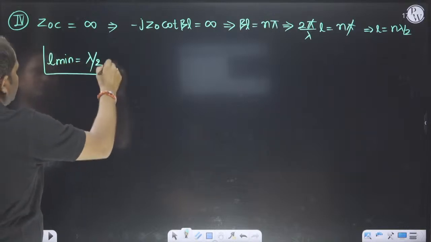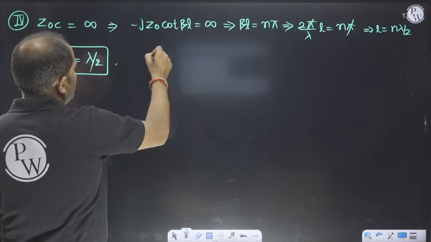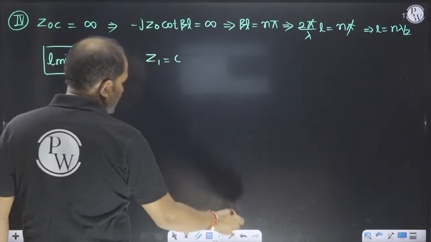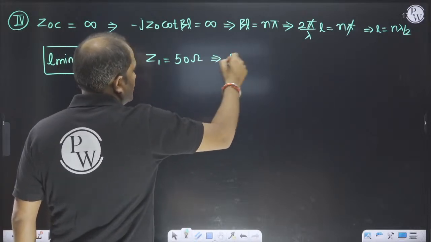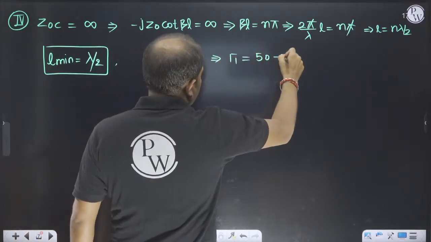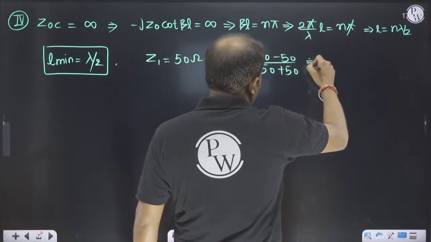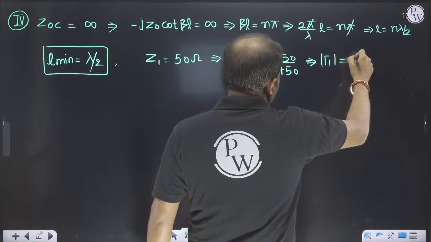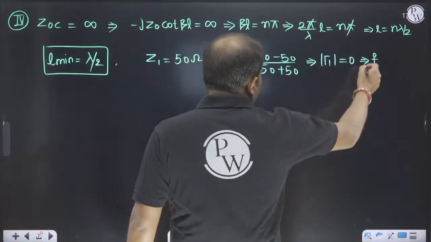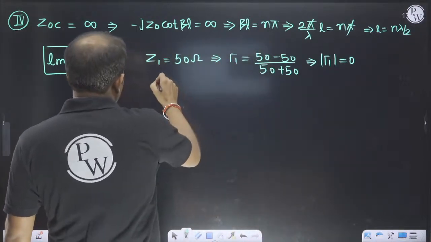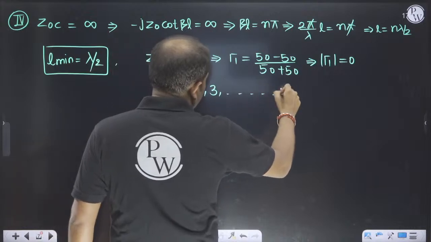Then we have ZOC, so Z1 is equal to 50 ohm at this point. If Z1 is equal to 50 ohm, then what will be the value of the reflection coefficient? 50 minus 50 divided by 50 plus 50. That means the magnitude of the reflection coefficient will be 0. So the frequency should be 1 gigahertz, 2 gigahertz, 3 gigahertz, and so on.